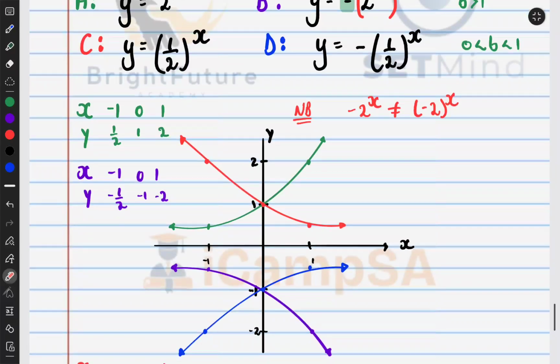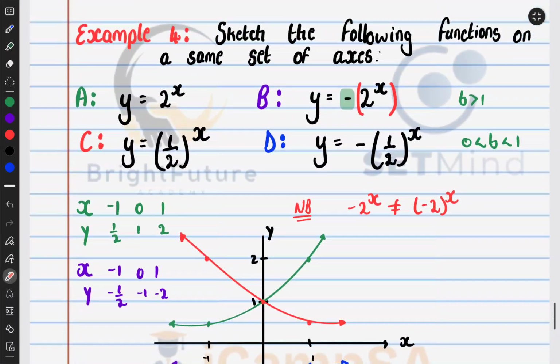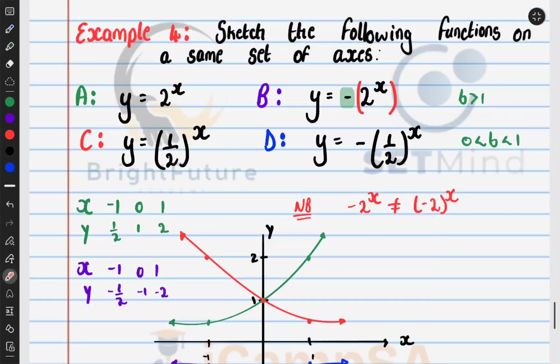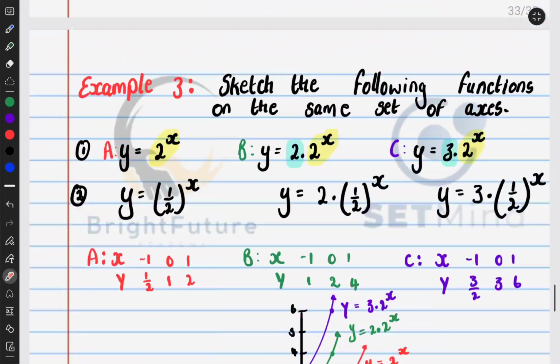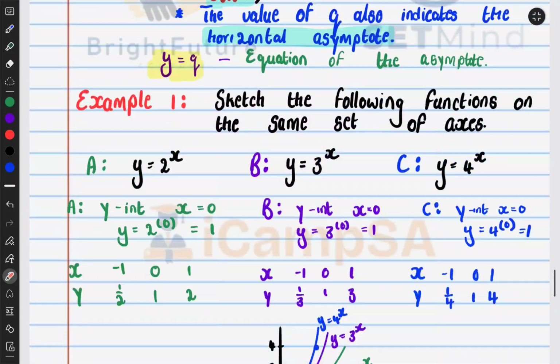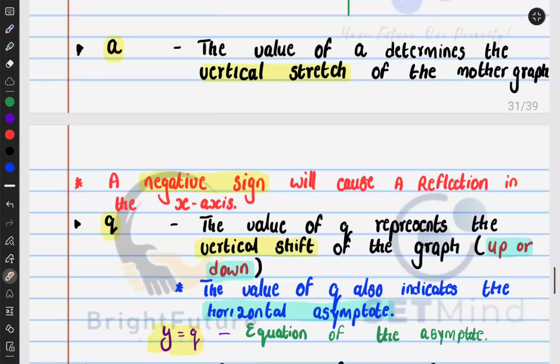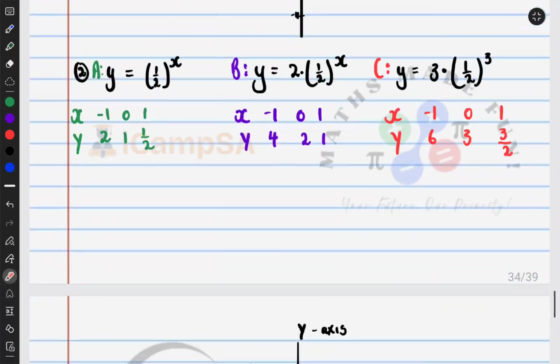So always when a negative sign is introduced to a function, it will reflect that function about the x-axis. Let's come here once again to clarify that. Have a look at it. A negative sign will cause a reflection in the x-axis, so the function will be reflected about the x-axis always.